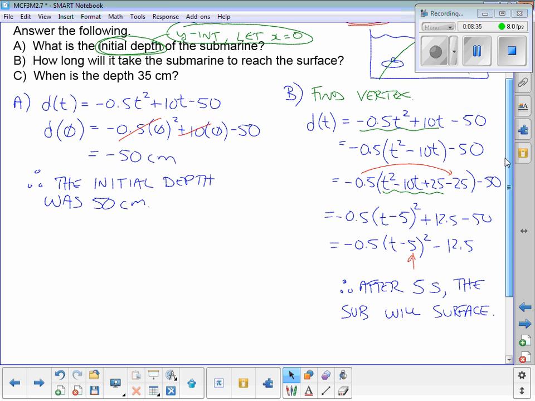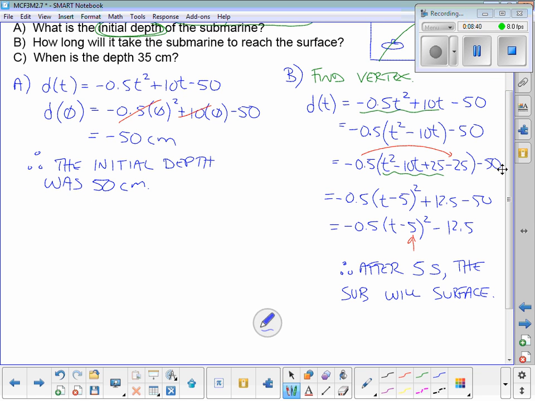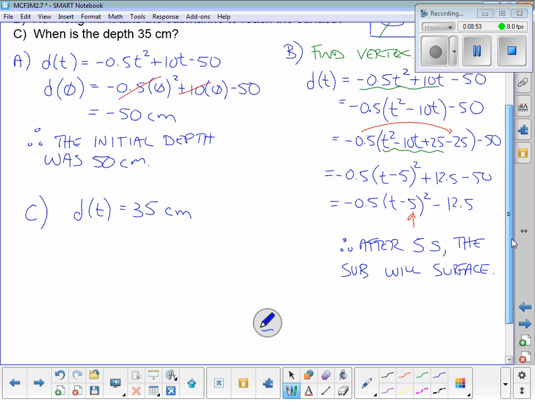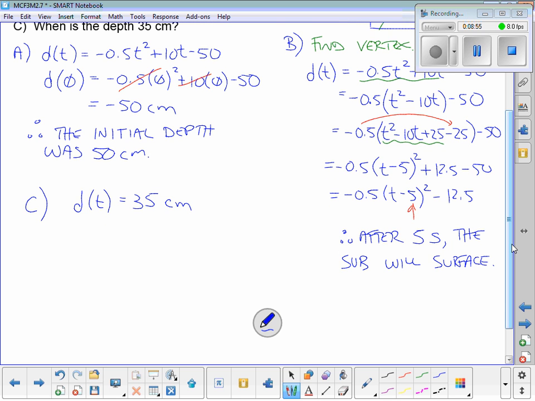So then we're on to C, the final question. When is the depth 35 centimeters? So what they're telling us here is we want to know the time in which this is 35 centimeters. Okay. So we do our substitution into the equation. So 35 will equal negative 0.5 t squared plus 10t minus 50.